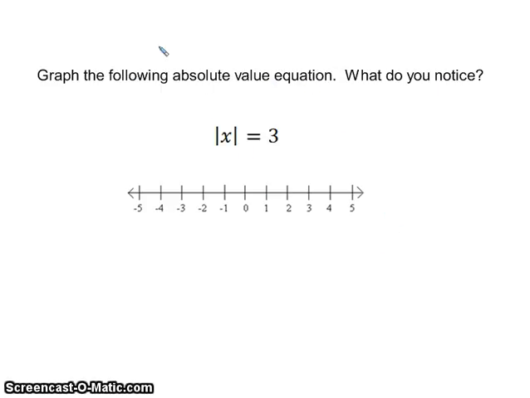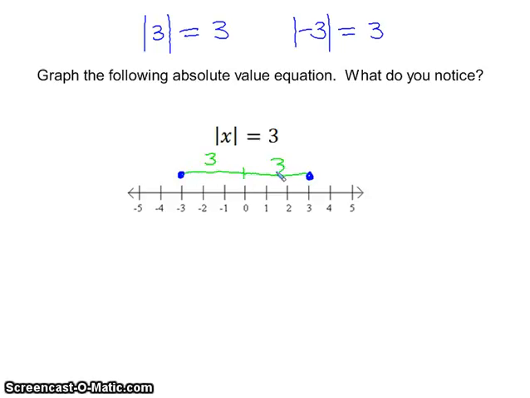What do you notice? Recall that the absolute value of 3 is 3 units. So the distance from 3 to 0 is 3 units. Likewise, the absolute value of negative 3 is 3. So the distance from 0 is 3 units. And recall that distance is always going to be positive.